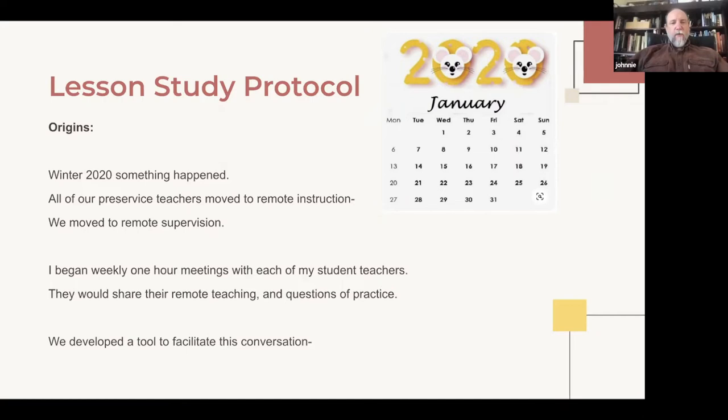So the problem for me was, how do I still get at the student teachers' practice in ways that can support them to get better? And so I began 1-hour weekly meetings with each of my student teachers. And there needed to be some mechanism to have a conversation around their teaching. So they would share their remote teaching and questions of practice. And I developed a tool to help facilitate that.